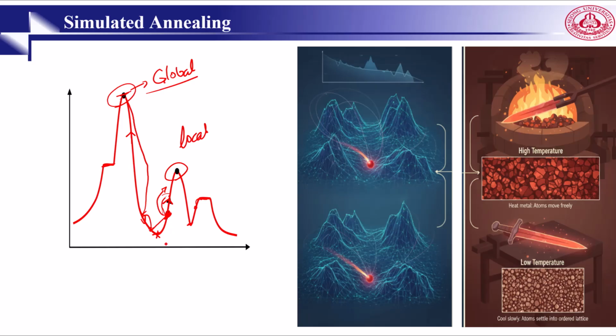The key idea is that these bad actions are controlled. Early in the process, we allow more exploration, but as the algorithm runs, the acceptance of bad moves decreases. This balance between exploration and exploitation is what makes simulated annealing perfect for escaping local optima and approaching the global maximum or global minimum.